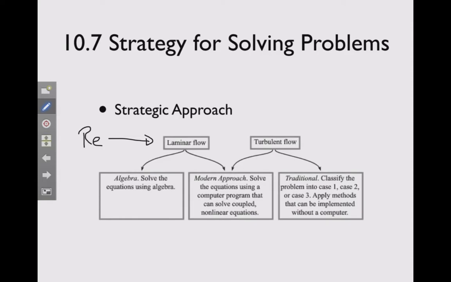Then if we determine it's a laminar problem, we're in good shape. We can solve the problem using the equations that we have already derived early in this chapter. If we are lucky enough to have a fast computer with the right software, and we know how to use the software, we can do what's called computational fluid dynamics, or CFD, and we can use these programs to solve the problems for us. That takes a lot of expertise and a lot of time to learn. So that is not something we're going to do here.